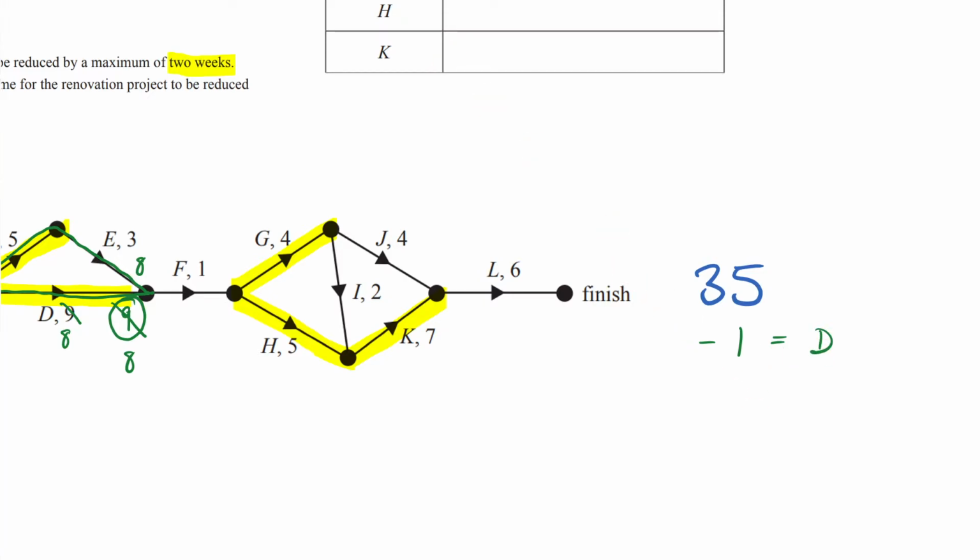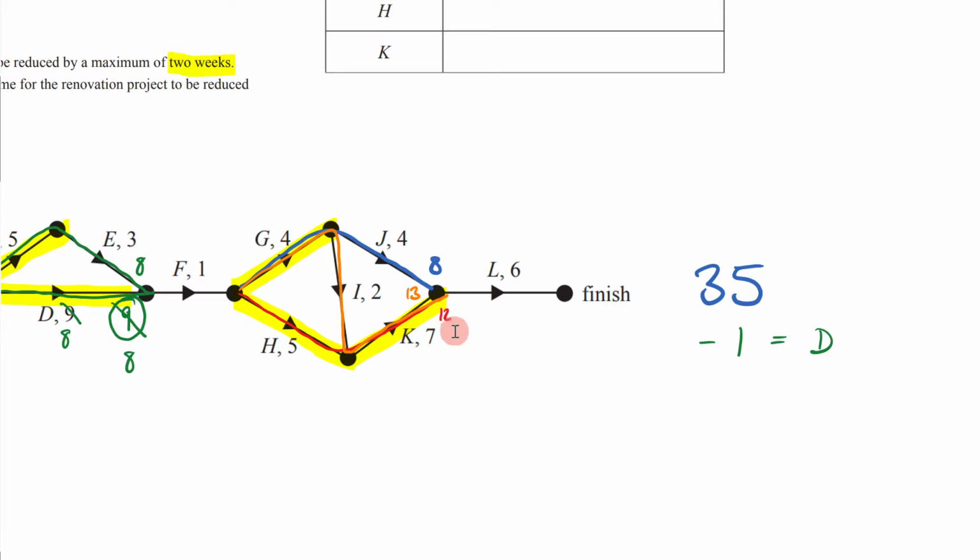So now let's look over here and see what reductions we could make for this part right here. As you can see, I've got G and J. 4 plus 4 would be 8. So from there to there, that would take 8. I've also got G, I, K. Now that's going to be 4 plus 2 is 6 plus 7 is 13. And I've also got, if I can grab another one, let's do it in red, H and K. H and K is going to be 5 plus 7 is 12.